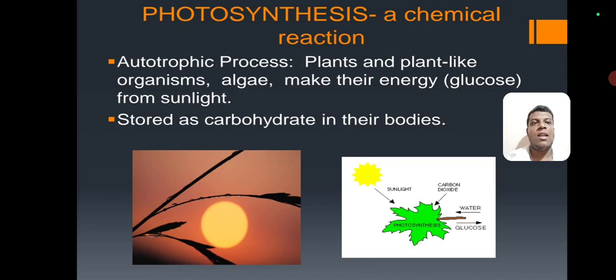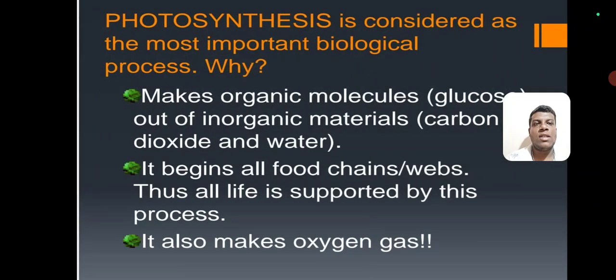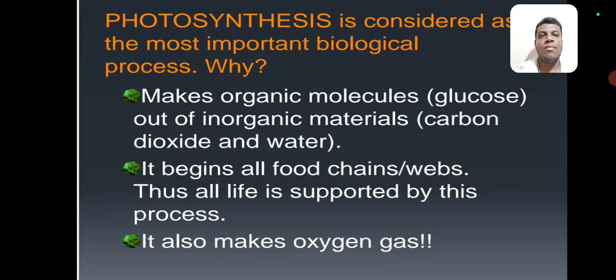Photosynthesis, a chemical reaction. Photosynthesis is the main process which appears in the plant. It is an autotrophic process. Plants and organisms like algae make their energy, glucose, from sunlight and store it as carbohydrate in their bodies. Photosynthesis is considered the most important biological process.